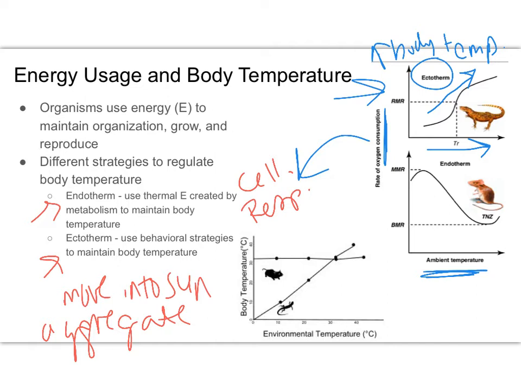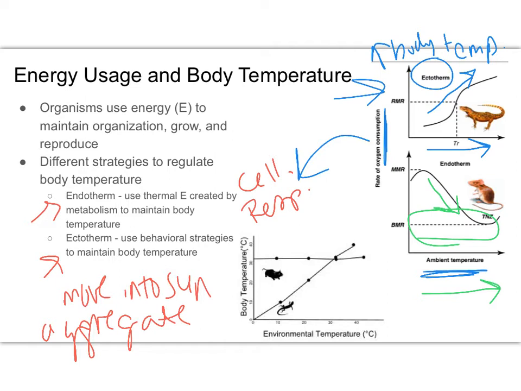In the endotherm, down on the bottom, as the ambient temperature goes up, you'll notice that their rate of oxygen consumption actually goes down because they maintain their own body temperature. So they don't need to release as much heat to stay a constant temperature, because the outside temperature is warm. So since their body temperature doesn't fluctuate with the outside temperature, their cellular respiration isn't automatically speeding up.